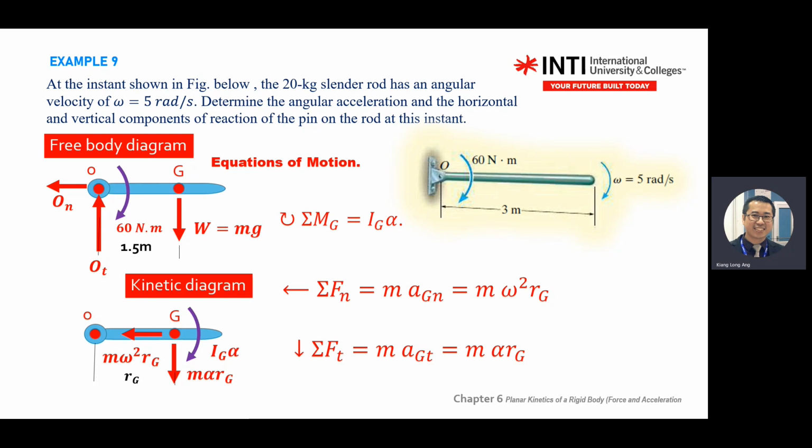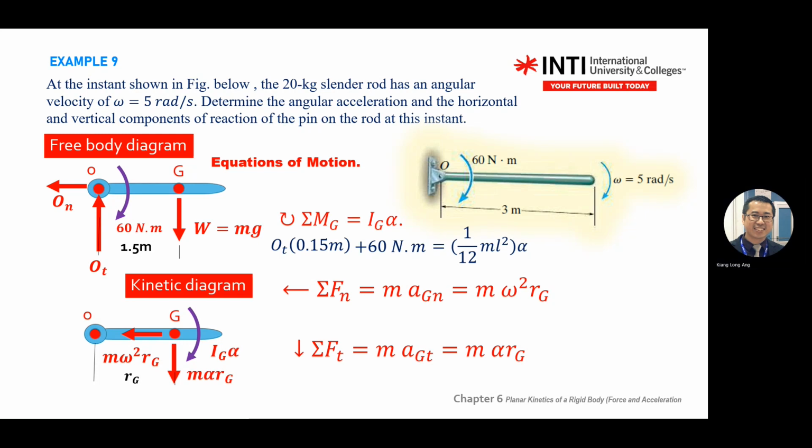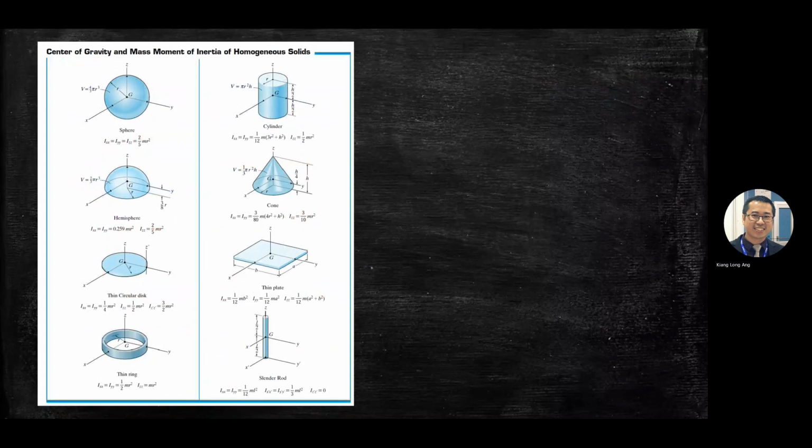So there are two ways of doing it. Either you focus on the center of mass or you focus on the reference point. The more direct one is to focus on the center of mass. The rest you just fill in and then solve for the missing parameter. Where to find Ig? From the table. This is a rod shape.